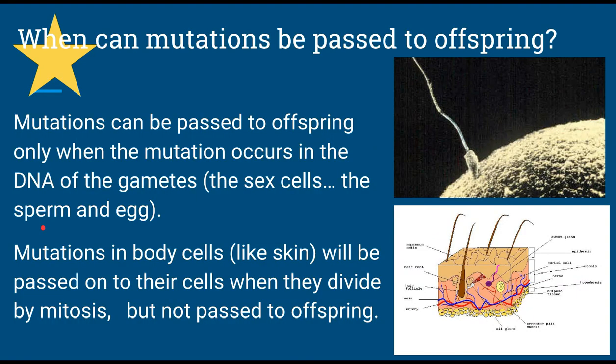All right, mutations can only be passed to offspring if they occur in your gametes. If you get a mutation in your skin cells or your eye cells or your intestinal cells, they cannot be passed to your offspring, but they can be passed to the cells that they divide and become. So when they divide by mitosis, which all of the cells in your body generally do, the daughter cells of that one cell are going to have that mutation, but it's not going to go to your babies unless it gets into your gametes.